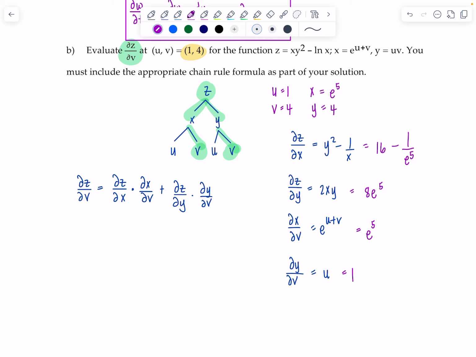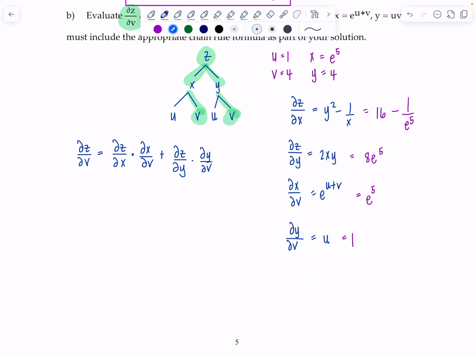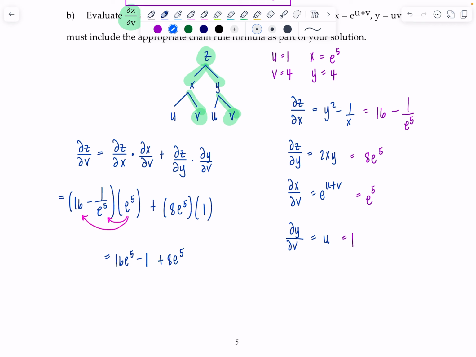Okay, let's put it all together now. So del z del x, 16 minus 1 over e to the 5th, del x del v, e to the 5th, plus del z del y, 8 e to the 5th, del y del v, 1. Okay, this just distributed through, and then we should be able to clean up and be done. 16 e to the 5th minus 1 plus 8 e to the 5th, so 24 e to the 5th minus 1. Boom. Okay, straightforward.